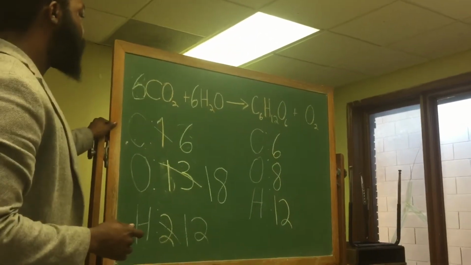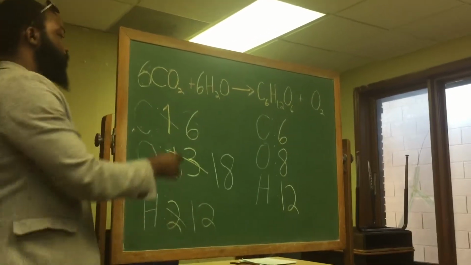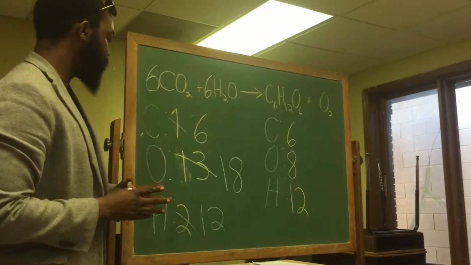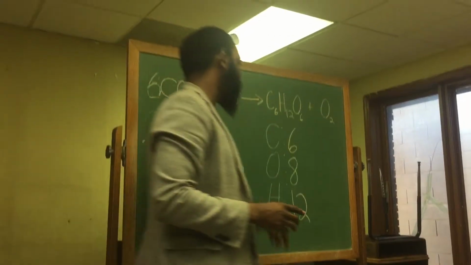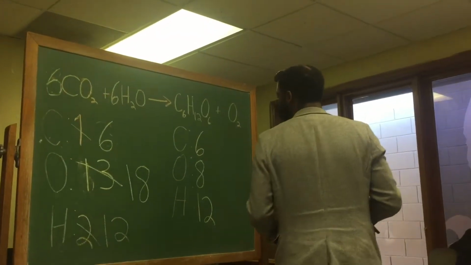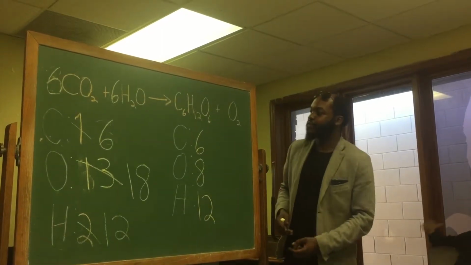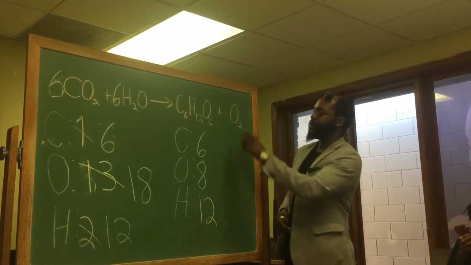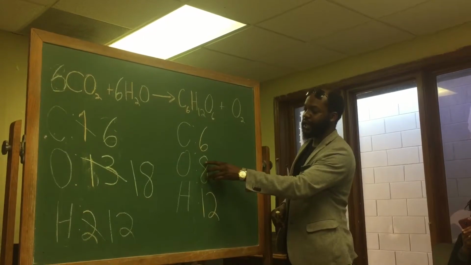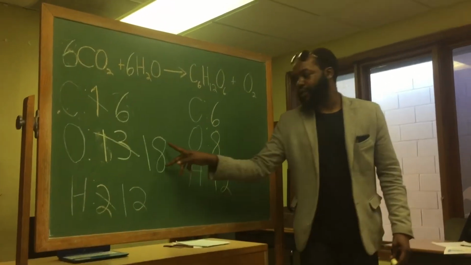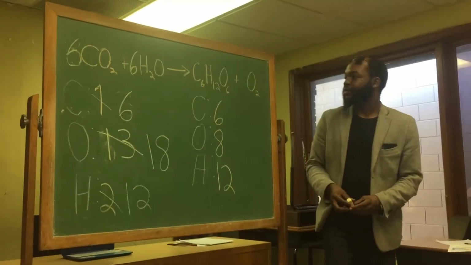Now it looks like we have one more step here, because we see our carbons have now been balanced and our hydrogens are now balanced. Now all we need to do is balance off our oxygens. As of now, we had 6 here and we had 2 here, giving us 8. The goal is to get to 18.